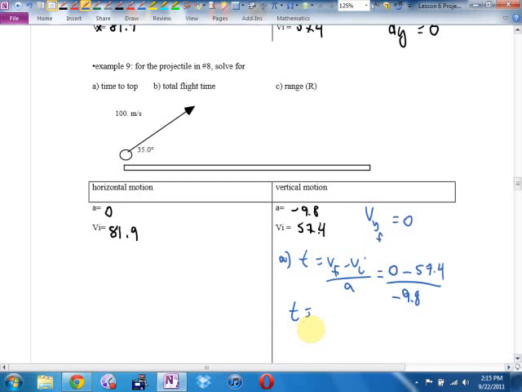I'm on a roll, and I'm not even cheating. Often if I've done the lesson earlier, I can remember the answers, but this time I can't. Time of flight, 5.86 seconds. Check. No, that's not time of flight. That's time to top. B wants the time of flight.